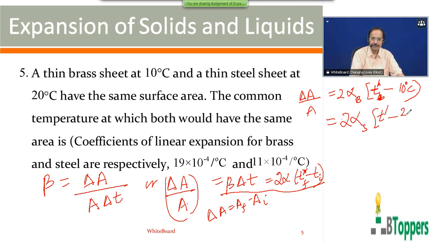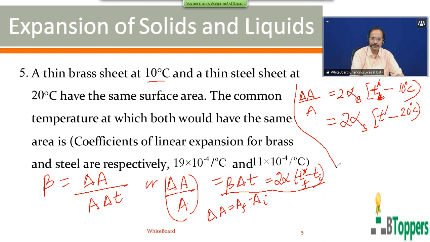20 degrees centigrade. For the first sheet, the brass sheet, the initial temperature is 10 degrees centigrade. For the second sheet, the steel sheet, the initial temperature is 20 degrees centigrade. Let T dash be the final common temperature at which their surface areas again become equal. So 2 we can cancel.